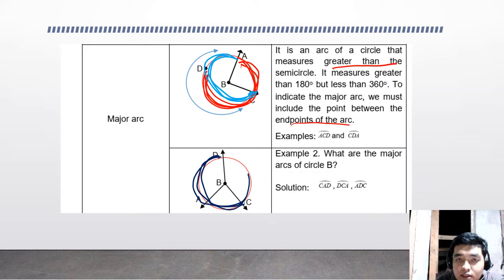Then DCA. We'll use another color. DCA, this is a major arc also. Then we have ADC. This is a major arc. Again, you can name it CDA or ADC, either of the two.